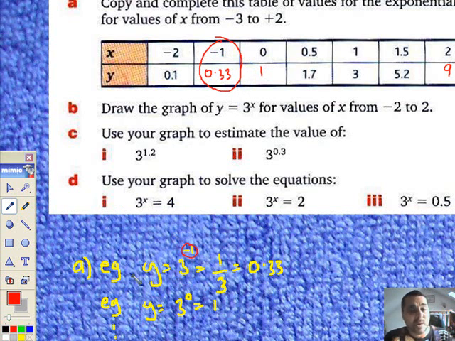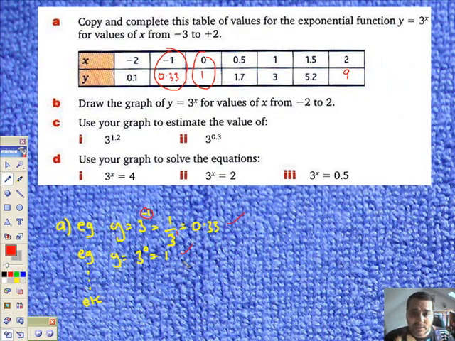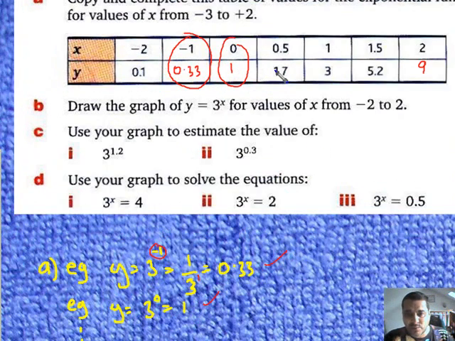Remember, the x is the power, and you should remember from previous topics that a negative power like that means 3 to the power of minus 1 can be written as 1 over 3 to the power of 1, and 1 over 3 is exactly 0.3 recurring, so 0.33, which is sort of plottable, is good enough. Next one, 3 to the power of 0. Any number to the power of 0 is 1, so that's the one.